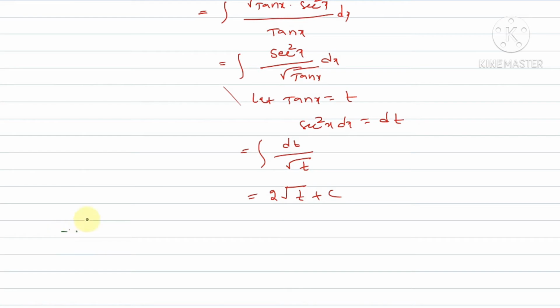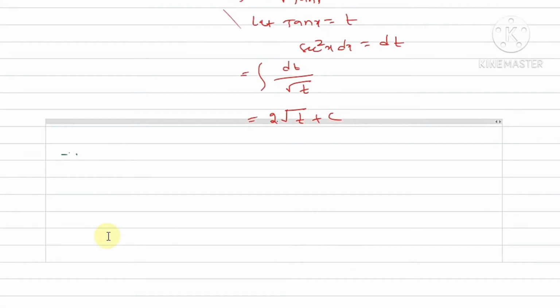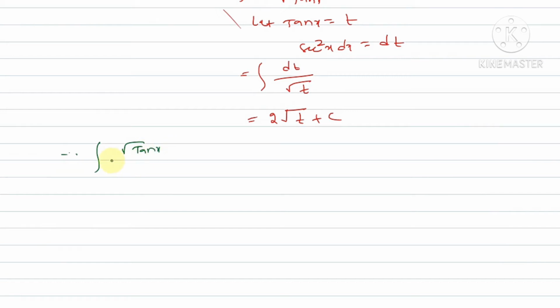So therefore the solution is: the integral of root tan x upon sin x into cos x dx is equal to 2 root t, and t is tan x, so 2 root tan x plus c. Clear? Right.